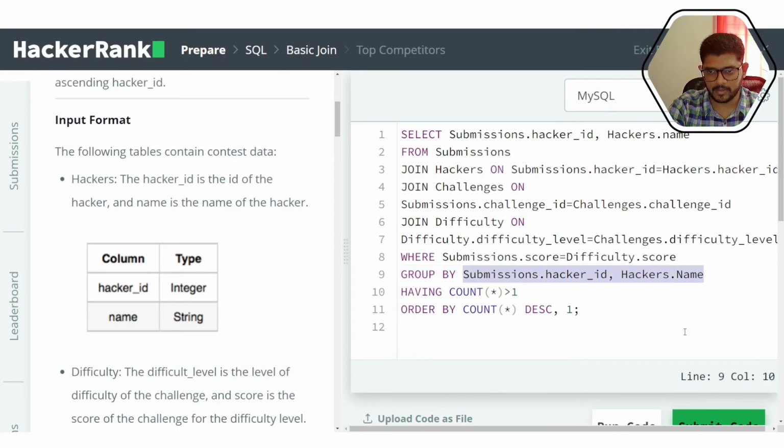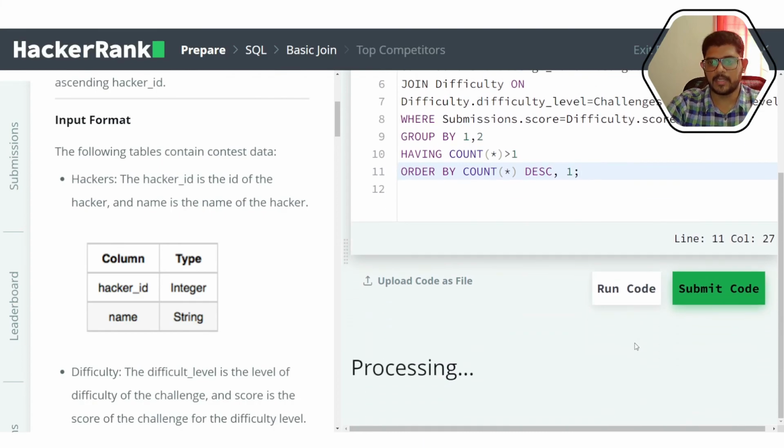I don't even have to type it. We could have simply done 1,2. That will do the job, right? 1,2 is more than enough. That 1 refers to the first column that is being selected, and the 2 refers to the second column that is being selected, like whatever I told you in the order by, that 1 refers to this. That will do the job. Let's run it again.